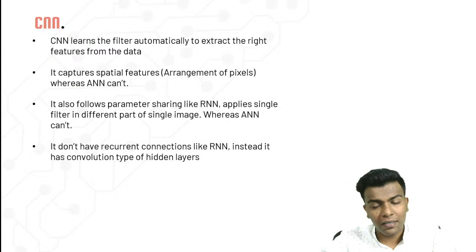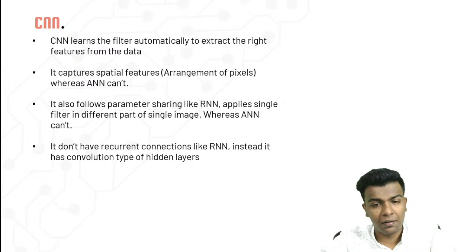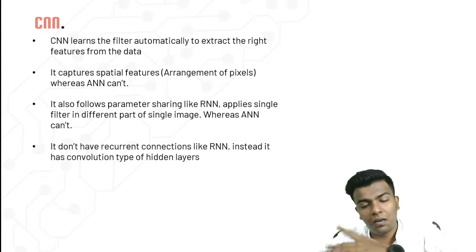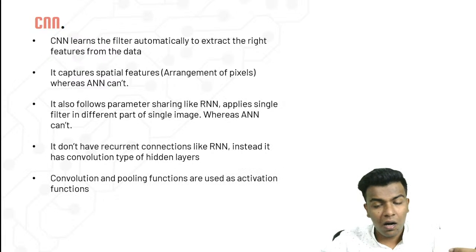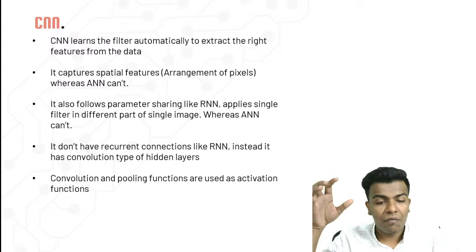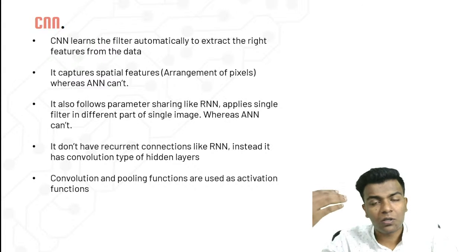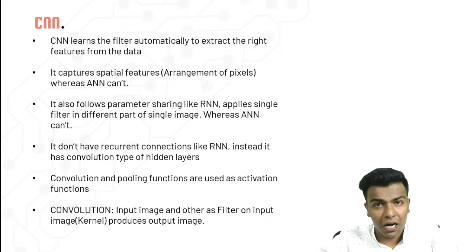And this also contains a convolutional neural network design instead of having the recurrent neural network design. Okay, we'll see that design in the upcoming slide. So in this convolutional neural network, convolution and pooling functions are used as activation functions. You can ask, what is meant by a convolution layer or pooling activation function? So we'll see what convolution means.